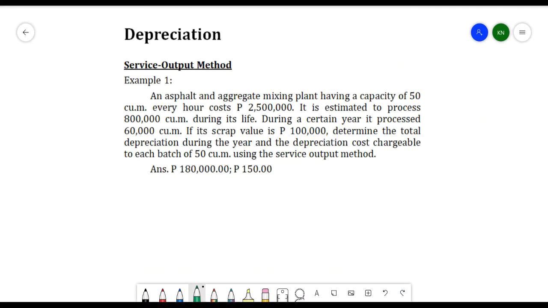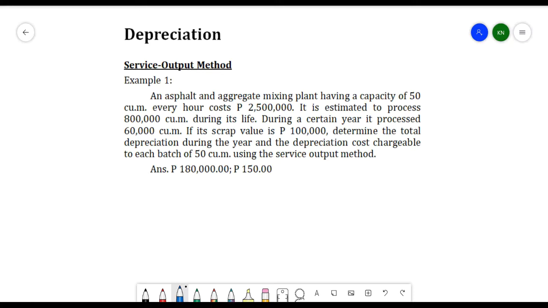So we have several examples. Let's start with the first example. We have an asphalt and aggregate mixing plant having a capacity of 50 cubic meters every hour that costs 2,500,000 pesos. It is estimated to process 800,000 cubic meters during its life. During a certain year, it processed 60,000 cubic meters. If its scrap value is 100,000 pesos, determine the total depreciation during the year and the depreciation cost chargeable to each batch of 50 cubic meters using the service output method.